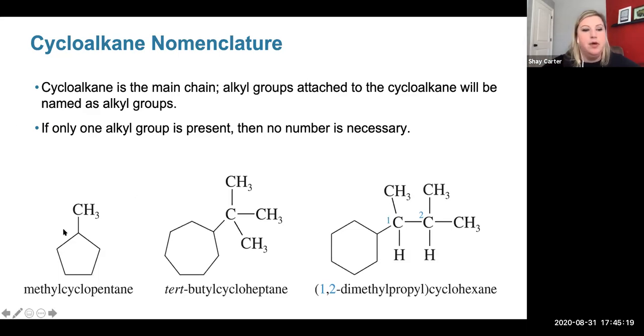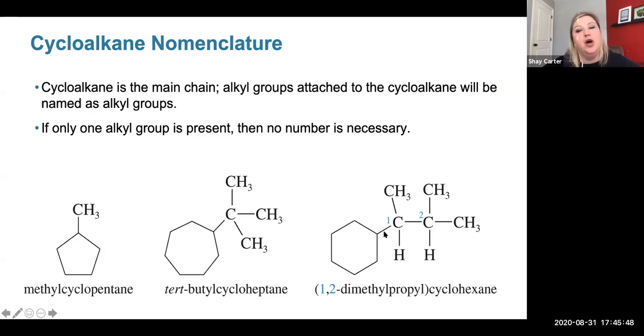So for example, this is a methyl cyclopentane. We only have one, so that's definitely going to be carbon number 1, but we don't have to write that. We just say methyl cyclopentane. Here's tertiary butyl cycloheptane. We have a tertiary butyl group shaped like a T, okay, coming off of our cycloheptane. Heptane is 7 members, 1, 2, 3, 4, 5, 6, 7, okay?